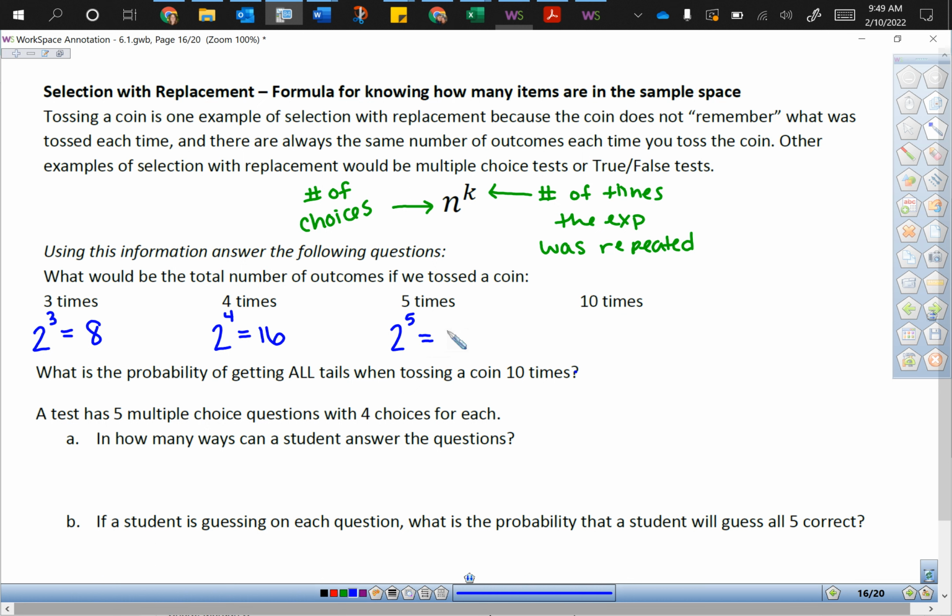2 to the 5th, which is 32. What about 10 times? 2 to the 10th, which is 1,024. 1,024 possibilities in our sample space.